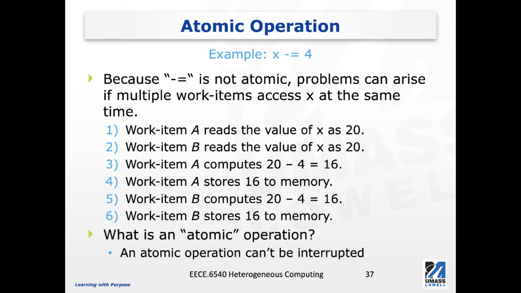The reason behind this is that minus equal is in fact three operations. First is read the original value from x, then subtract, that is the arithmetic operation, and then finally a memory write to store the result back to memory. So what is an atomic operation? An atomic operation is an operation that cannot be interrupted.